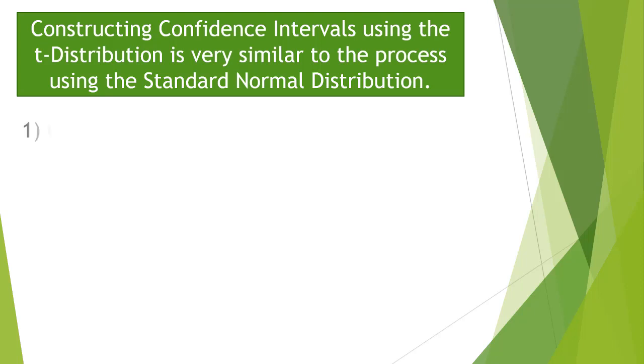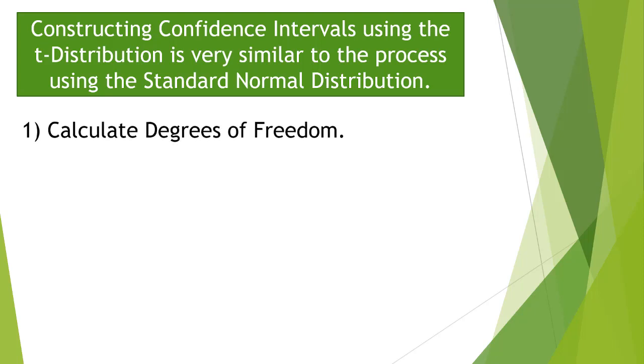So the first thing that we're going to do is calculate the degrees of freedom. Again, the reason we have to do that is the t-distribution table is built with degrees of freedom, because each one of those curves is slightly different. So we have to incorporate the degrees of freedom into our table.